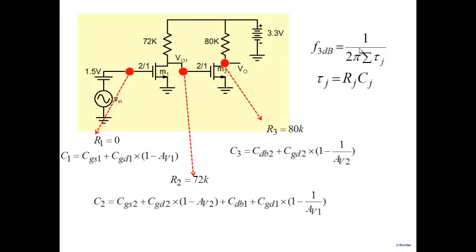So any amplifier that you're given, all you need to do is identify all the nodes in the circuit. At each node, find out the net resistance and the net capacitance in the manner that I've shown you, and just sum them up and you get the 3 dB frequency. That's all that is required for any amplifier here. All right, so let's stop here.